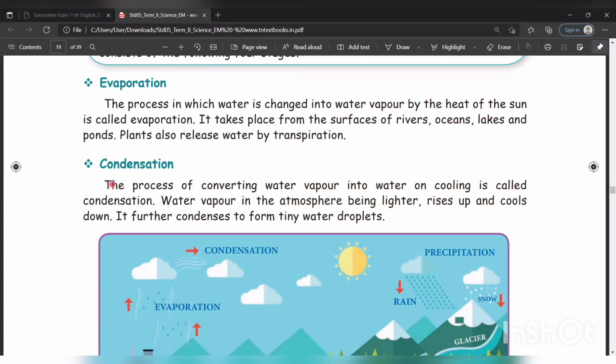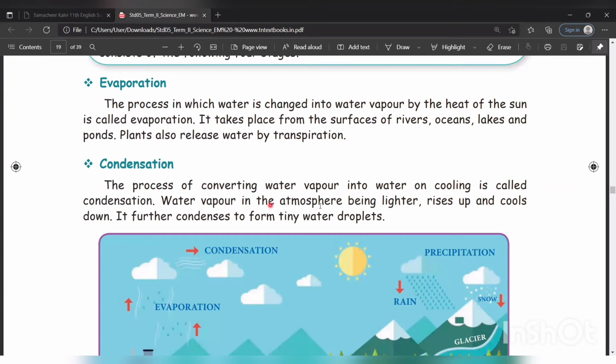So the next process is condensation. The process of converting water vapor into water on cooling is called condensation. What happens is, when the water vapor goes up, it mixes with the air, it cools and it forms water droplets. So the process of converting water vapor into water on cooling is called condensation.